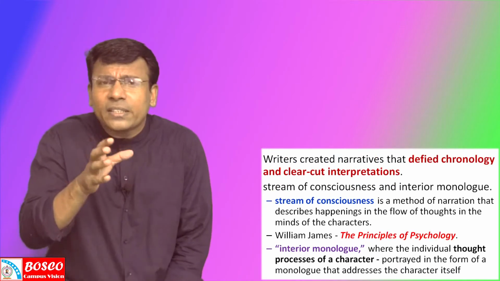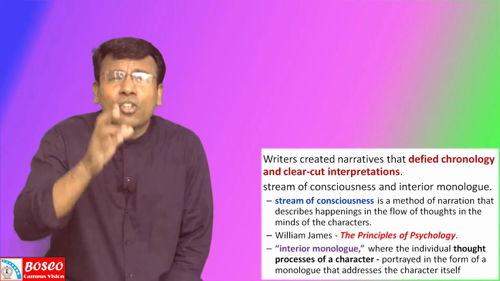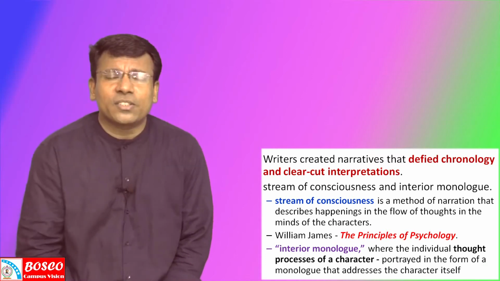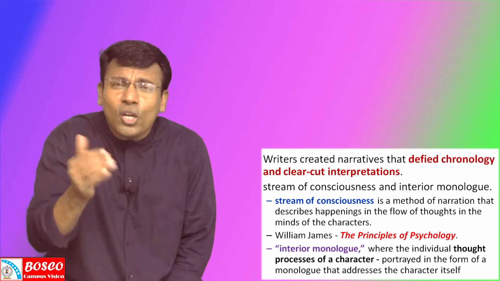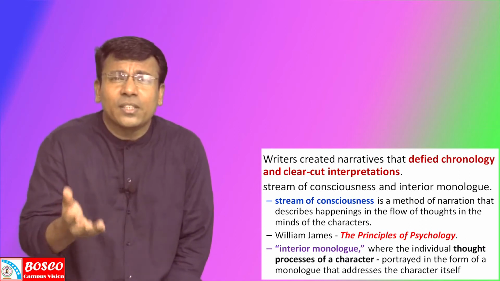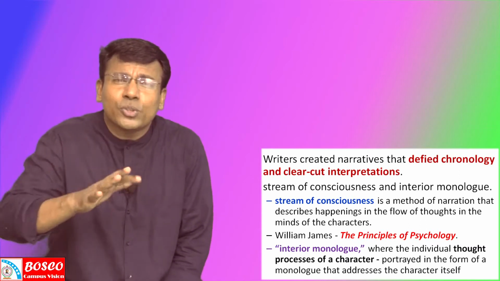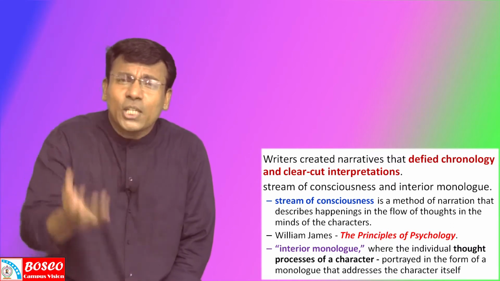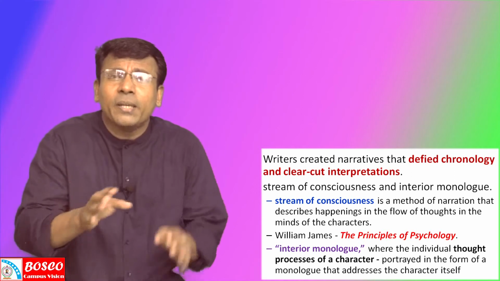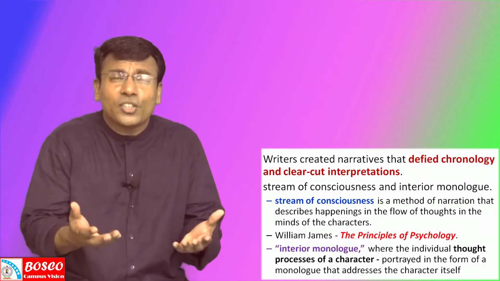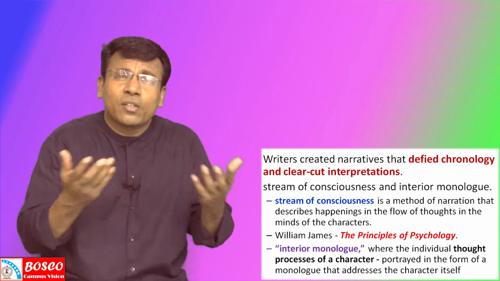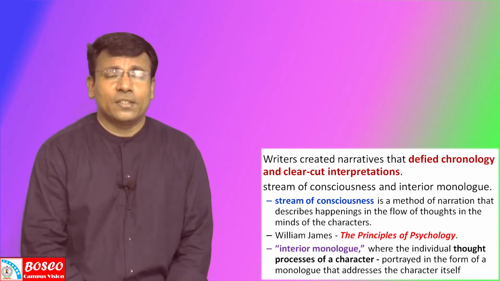Now, some changes adopted by the modernist novel writers are the following. The writers created narratives that defied chronology, that defied clear-cut interpretations. They adopted non-linear structure in their writings. The past, the present and the future were not seen in any linear order. The chronological sequence of events and narratives became outdated. So there is no chronology, there is no sequential order. All these orders and chronology became outdated.